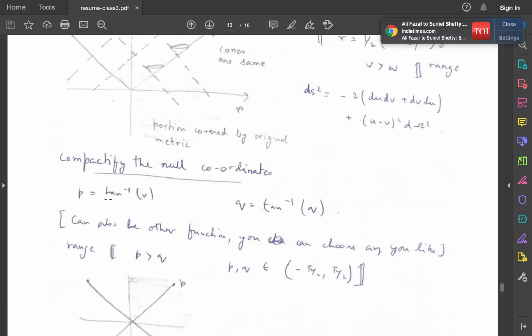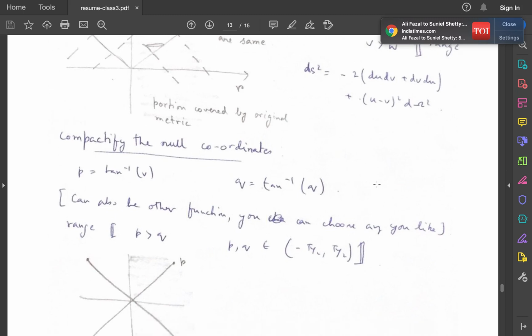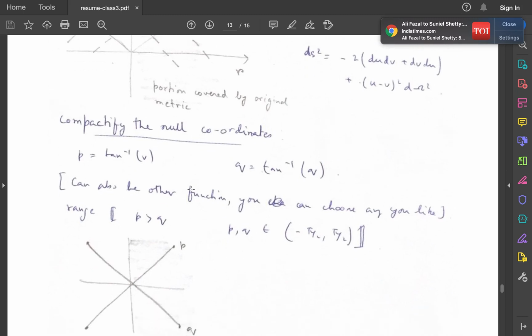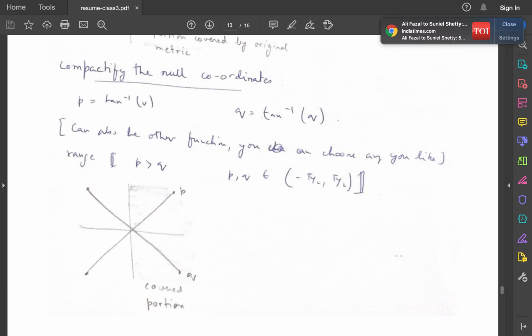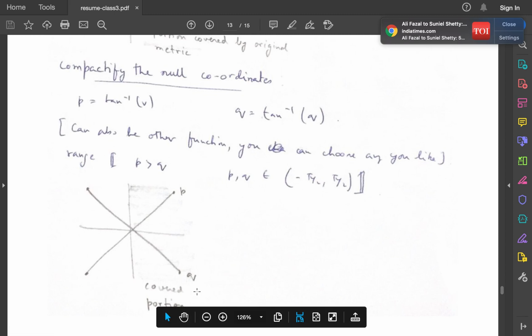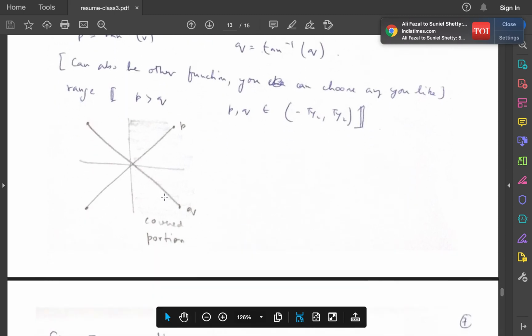So again, simply, we will change p to tan inverse v and q to tan inverse w. As I have said, we can always use some other transformation and choose any function you like which brings infinity to some finite values. If I keep track of the range here, we can see that in this range p should be greater than q. However, p and q should belong to minus pi by 2 to pi by 2, and this is the covered portion of the diagram. But still we are not done.